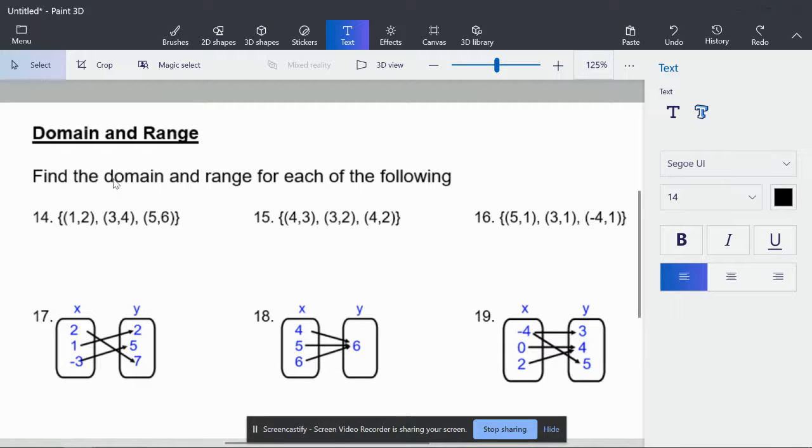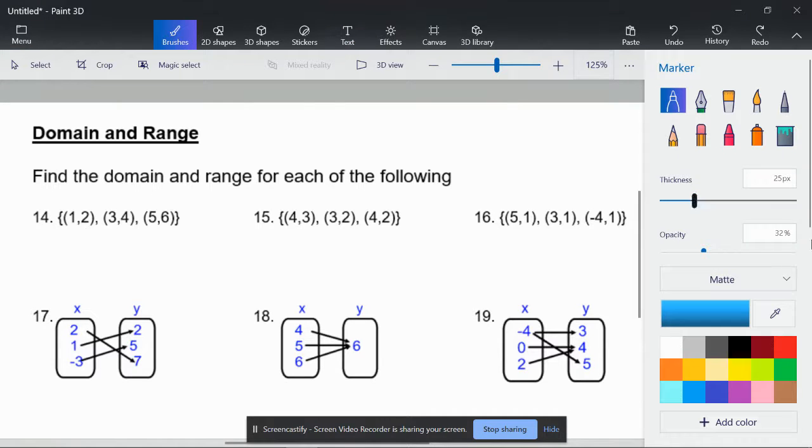The first thing, when we're thinking about domain, is that it's trying to communicate to us what the x values are. That's mainly what we're looking at. These are x values. And then for the range, we're thinking about what our y values are. Excuse the weird writing. The first thing we're going to do is look at the set of ordered pairs and find all of our x values.